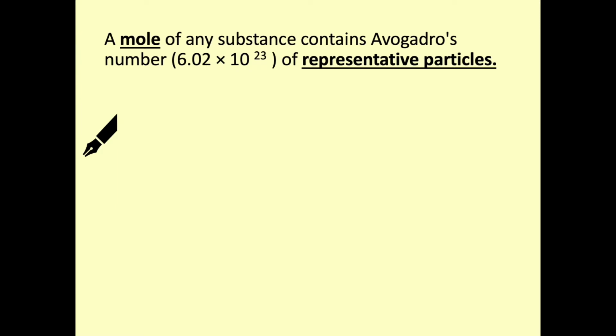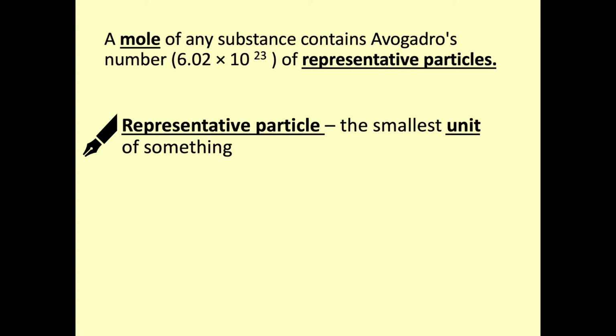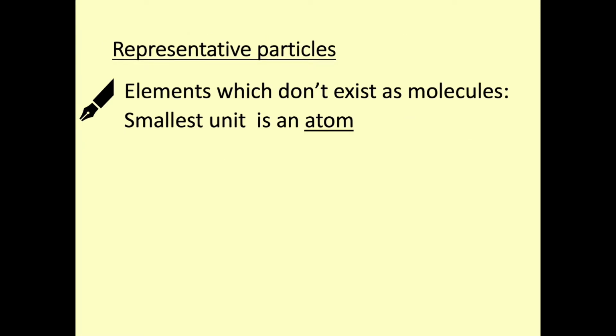So whenever we're talking about a mole of a substance, we're talking about it in terms of their representative particles, and that is the smallest unit of something. So could you please pause the video whilst you define what a representative particle is? So representative particles vary depending on what we're talking about. So it could be an atom for elements which don't exist as molecules.